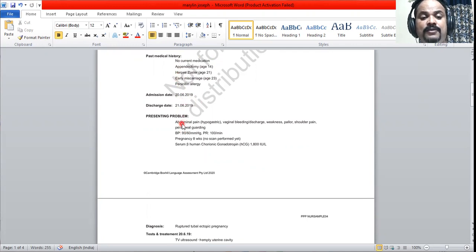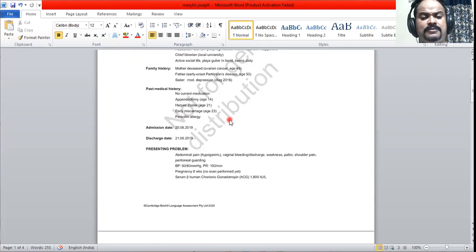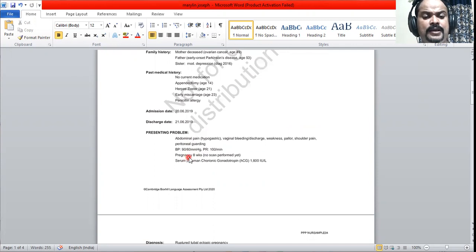Presenting problems: here we have how she presented with abdominal pain and vaginal bleeding, along with some minor problems. Peritoneal guarding is another thing. So abdominal pain is the significant thing, hypogastric pain, and vaginal bleeding, these two things. You can see that these are highlighted here. We don't need to address all the associated problems. Now there is a fall in the BP and she's 8 weeks pregnant, but no scan performed yet. HCG is abnormal. It is very low compared to around 7,000. When a lady is pregnant by 8 weeks, 2 months, her HCG should go high, and right now it's low.